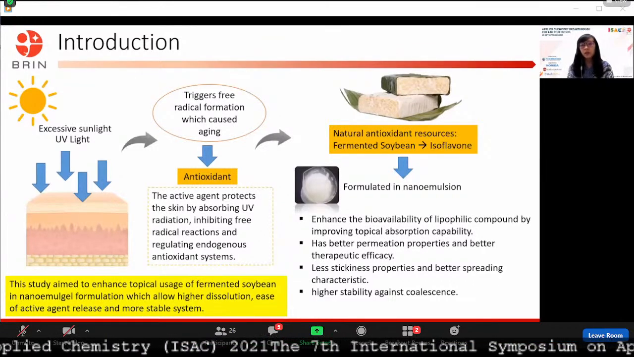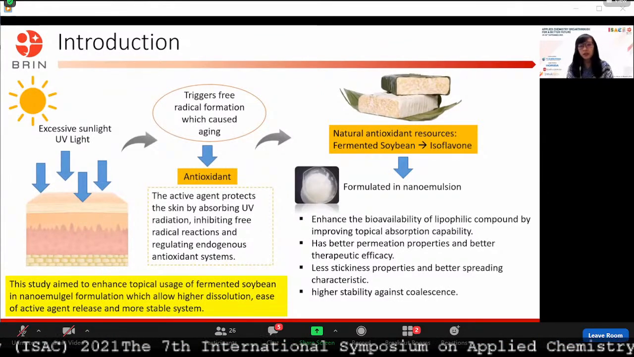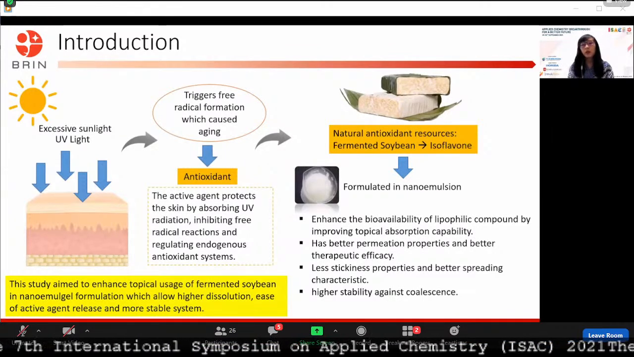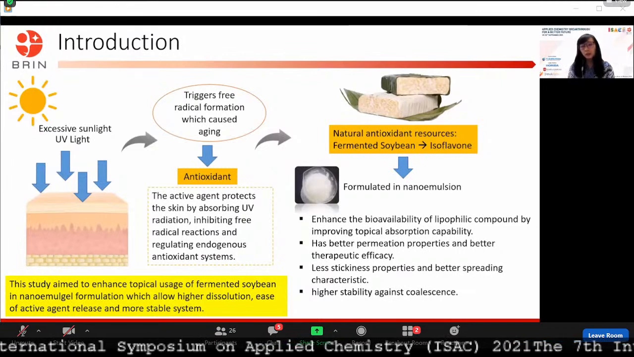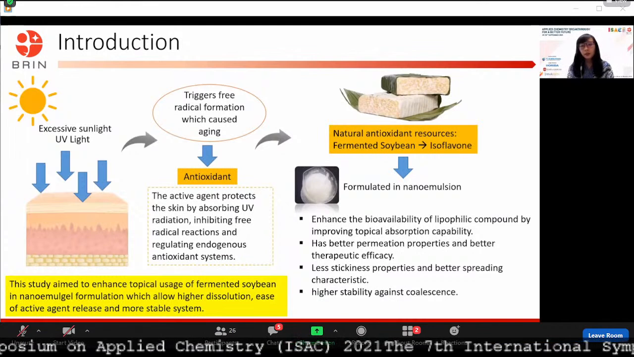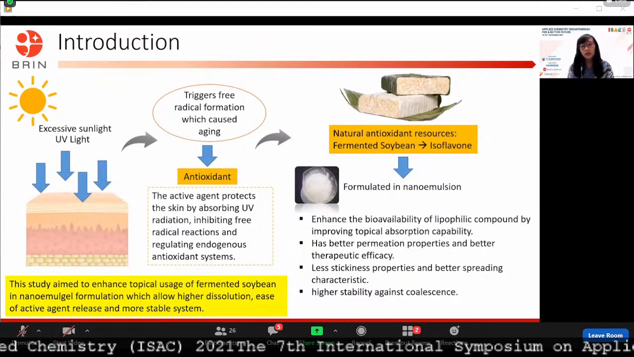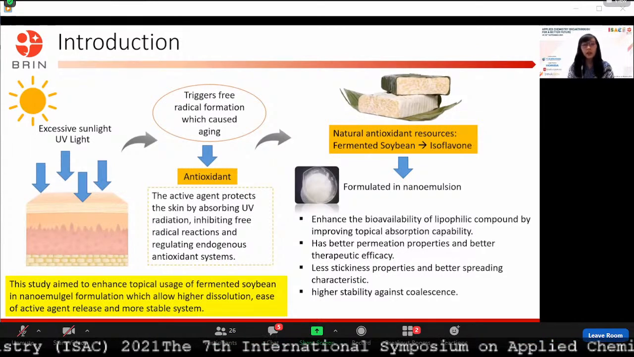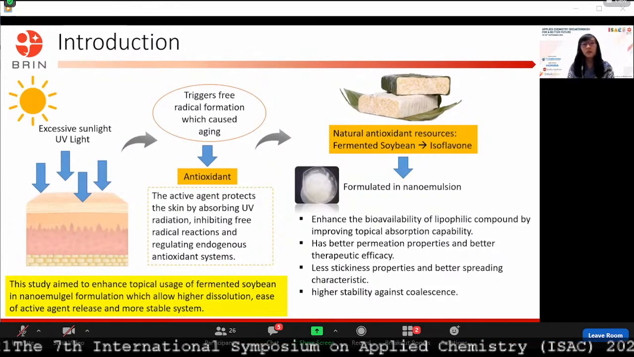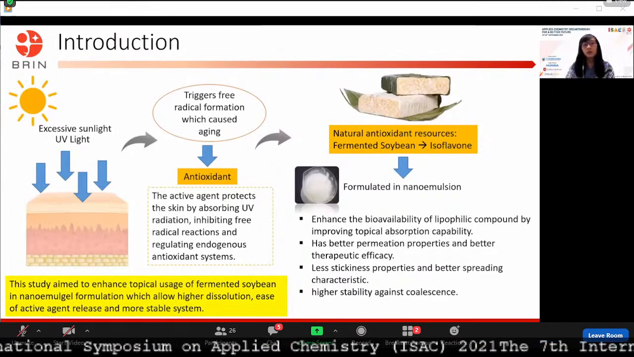This extract will be formulated as a nanoemulsion, which has advantages such as enhancing the bioavailability of lipophilic compounds by improving topical absorption capability, better permeation properties and better therapeutic efficacy, less stickiness and better spreading characteristics, and higher stability against coalescence. Thus, the study aimed to enhance topical usage of fermented soybean in a nano-emulgel formulation, which allows higher dissolution, ease of active agent release, and a more stable system.